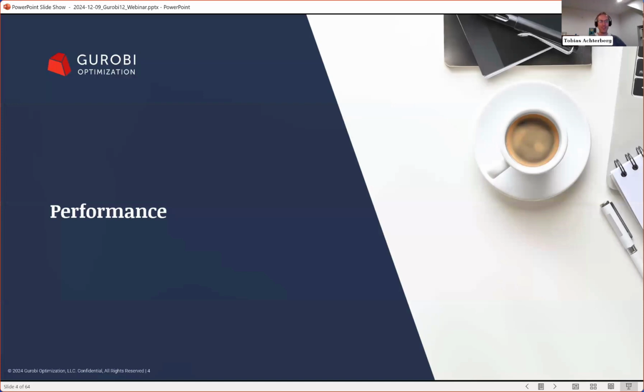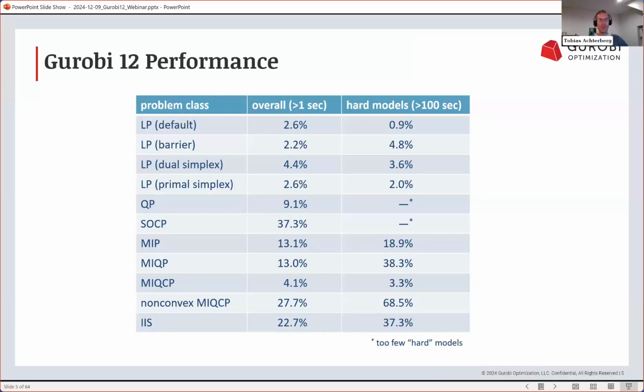Okay, and then let's talk about, of course, one of the most important aspects of every new major release that we create, the performance improvements. So here's the usual table that we always provide. There are the different problem classes on the left-hand side, and then the first column is what we call the overall speedup. This is measured on our test sets and looks at those models for which the slower of the two versions compared, in this case Gurobi 11 and Gurobi 12, takes at least 1 second to run. Everything else where both versions are faster, we consider trivial and not interesting for that comparison.